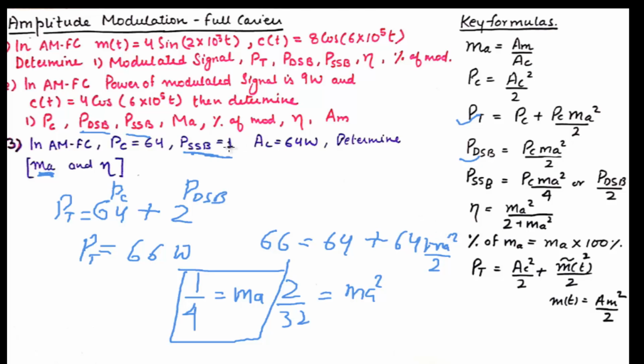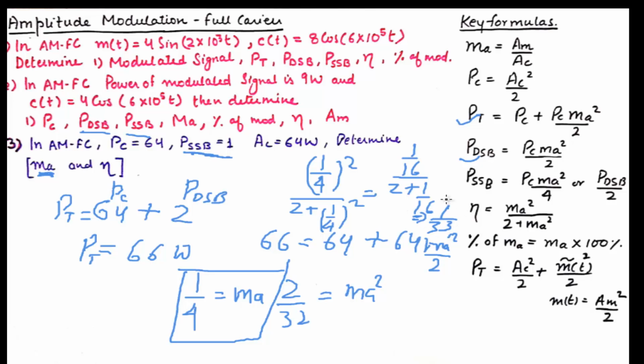then we need to find efficiency. Once we know MA, we could easily find it. 1 by 4 square upon 2 plus 1 by 4 square. This is 1 by 16 upon 2 plus 1 by 16. So this 16, 32, 33. So this is 1 by 33. Just look at the calculation part, but you simply need to use this formula because MA is known. MA is 1 by 4. Modulation index is 1 by 4.